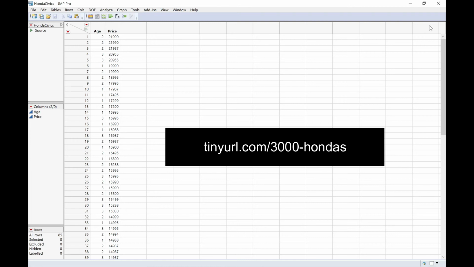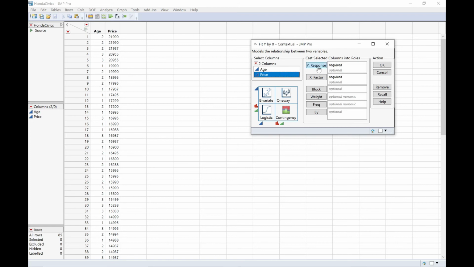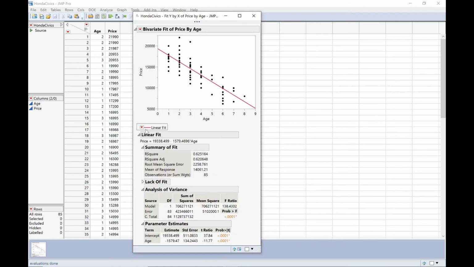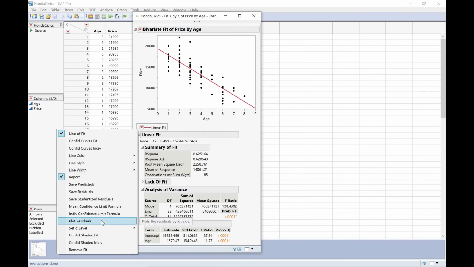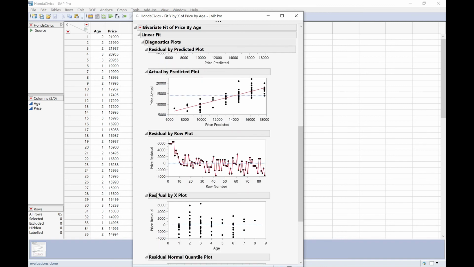So let's go back to this Honda Civics data that we had before. Earlier we had done a linear regression model, so we just did analyze fit y by x, and we put the price as the response and the age as the explanatory. And to get the regression line, you do fit line. If we want to plot the residuals, we go down here where it says linear fit, and we're going to choose plot residuals. There's several different options here. For now, we're going to focus on just using either the residual by predicted plot or the residual by x plot. Both of those are read basically the same way.